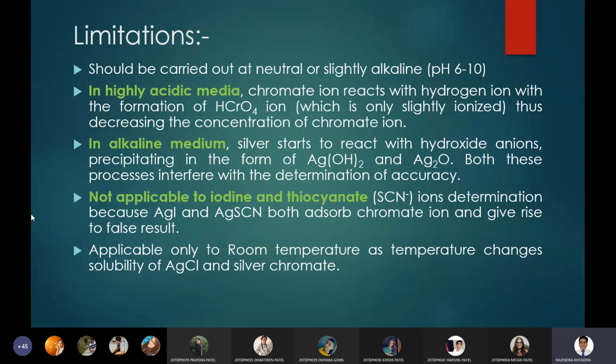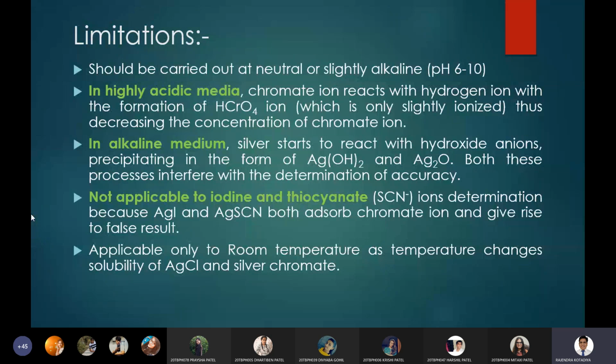So if you have any doubt related to precipitation titration, you can ask. Okay, so we are concluding our lecture at this point of time.